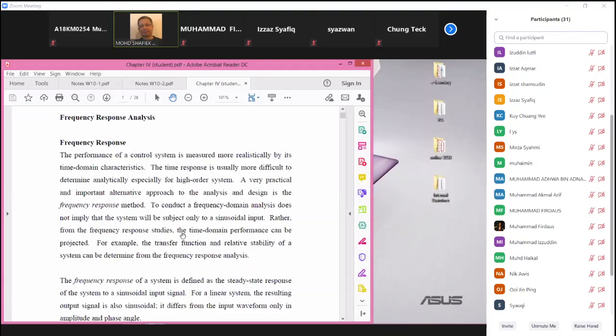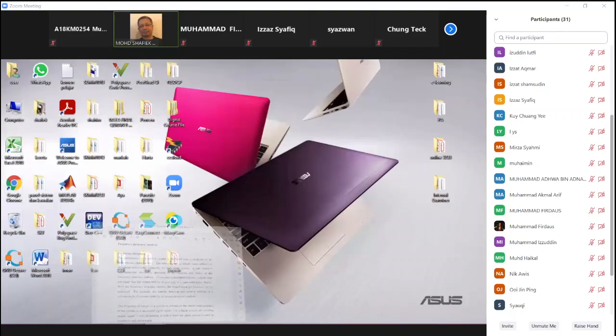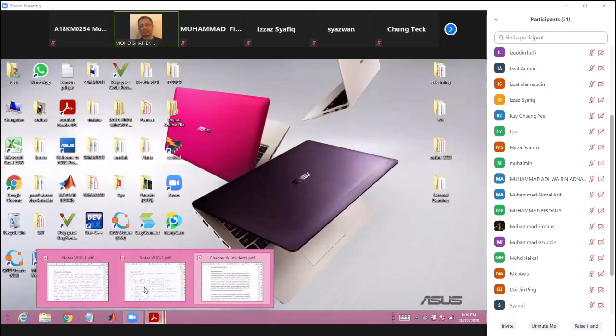So at the end of the day, we want to project or design our controllers so that our time domain specification will be met. So that is at the back of our mind. Okay, so now let's continue our discussion.